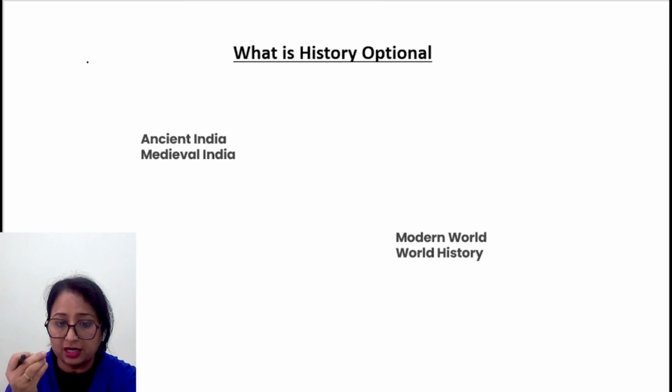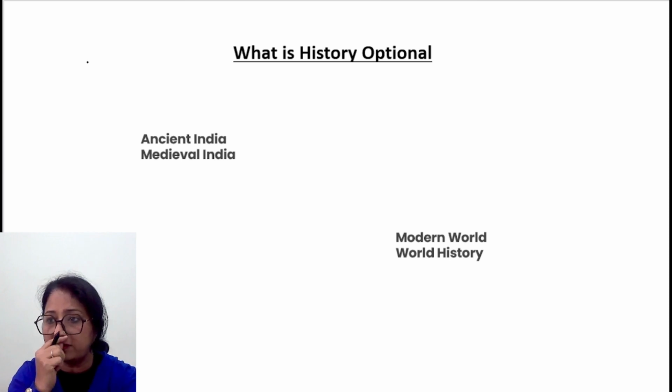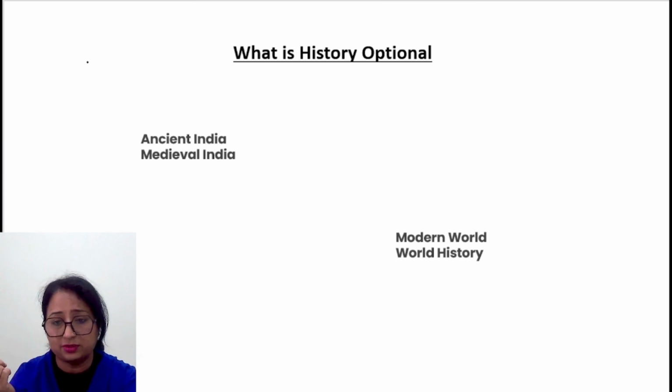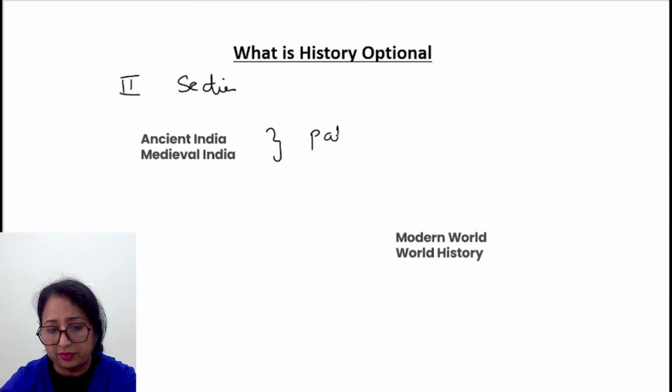I'll try to make all the sections in some kind of animated or informative series, so that it increases your concept and your interest in these lectures. So let's begin. It comprises two sections. There are two papers for this history optional: paper 1 and paper 2. In paper 1 we have two sections: ancient India and medieval India.